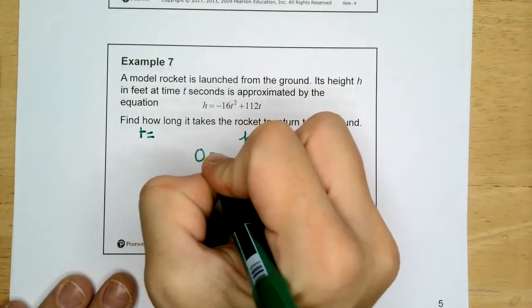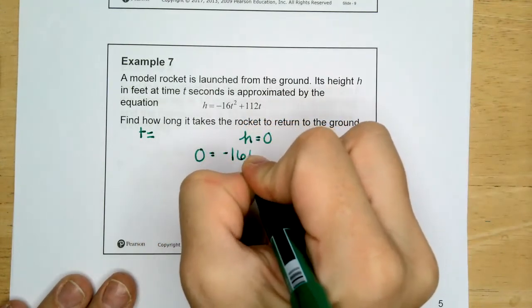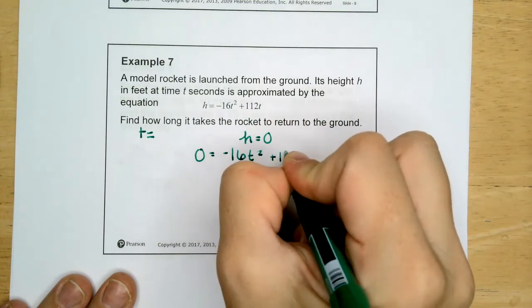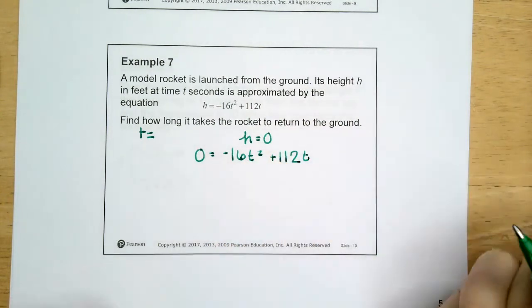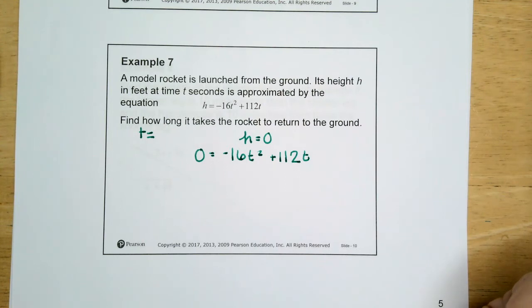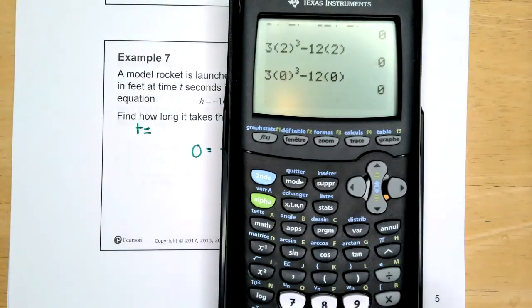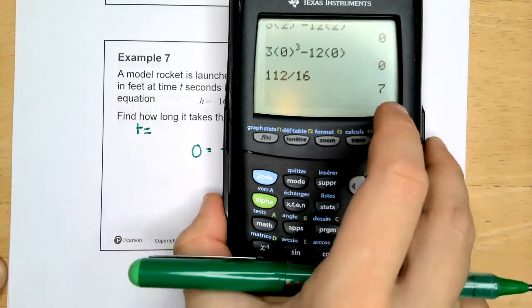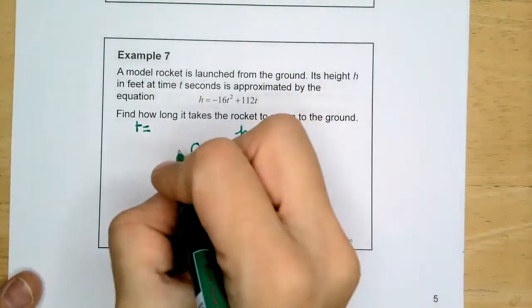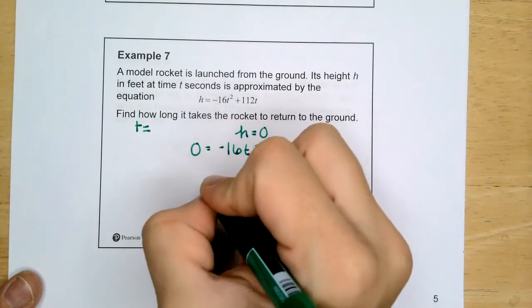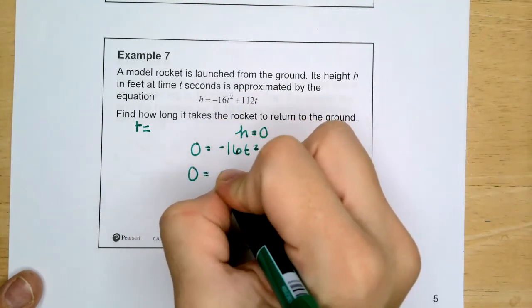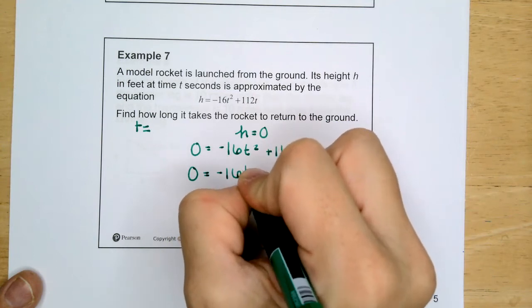We are looking for t, and to return to the ground means we want our height at 0, right? When it's on the ground, 0 feet. Okay, so we're just going to substitute 0 in for h and solve for t. So 0 is -16t squared plus 112t. Okay, that's already in standard form. And we want to find a common factor, 112 and -16. Can I divide 112 by 16? I can. So my greatest common factor would be 0 equals -16t.